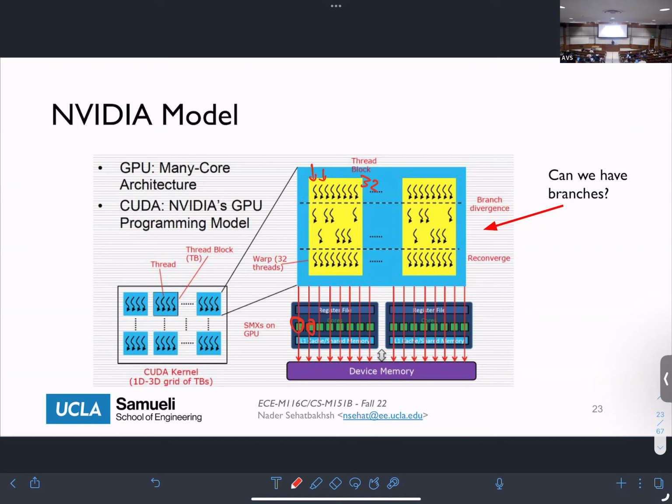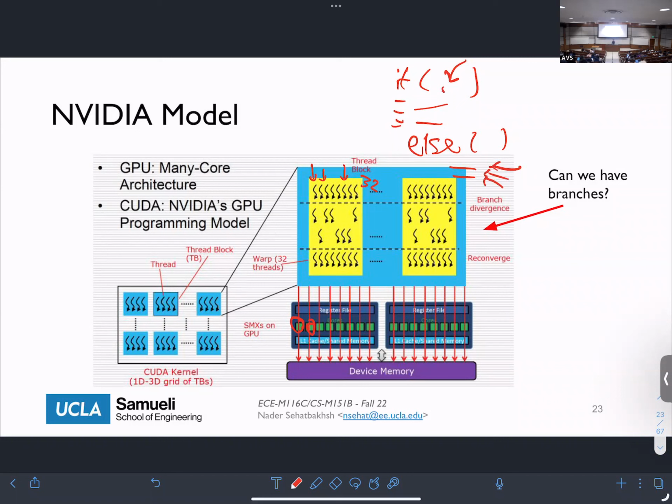There will be a point where it's: if something, do this, else do that. And the condition here is based on the data. For example, if x is less than 0, do this; if x is greater than 0, do that. So in that case, it's data dependent. Some of these threads would have a negative number, some might have a positive number. So some need to execute these instructions, and some need to execute those instructions.